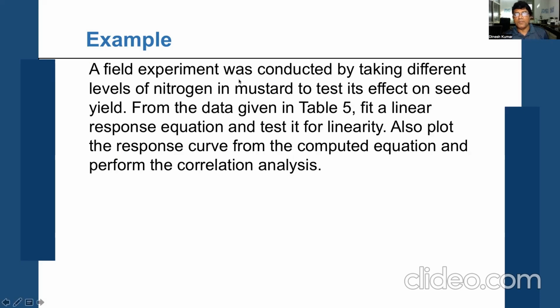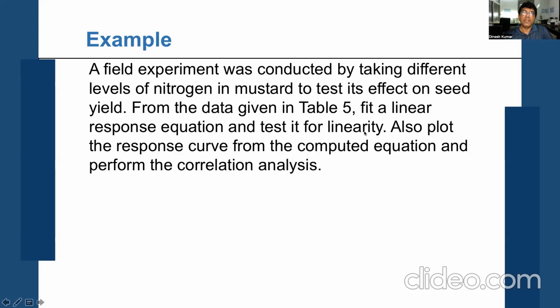A field experiment was conducted by taking different levels of nitrogen in mustard. That means it is the independent variable, different levels to test its effect on seed yield. Seed yield would be the dependent variable. From the data given in table 5, fit a linear response equation and test it for linearity.